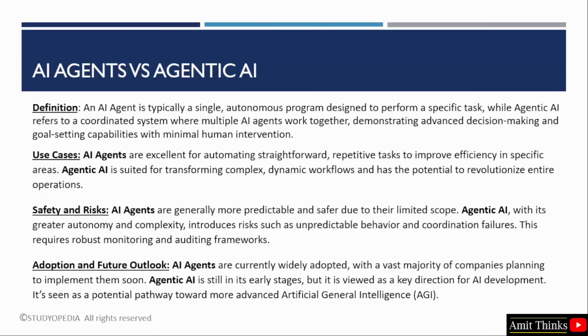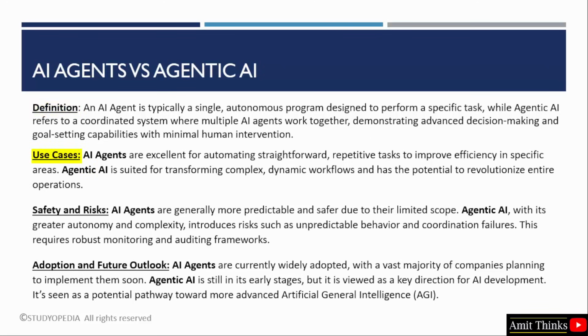Now let us quickly see some more differences, beginning with the definition. So AI agents are a single autonomous program built to execute a specific well-defined task, whereas Agentic AI is a coordinated ecosystem of multiple AI agents working together, capable of advanced decision making, dynamic goal setting, and operating with minimal human oversight.